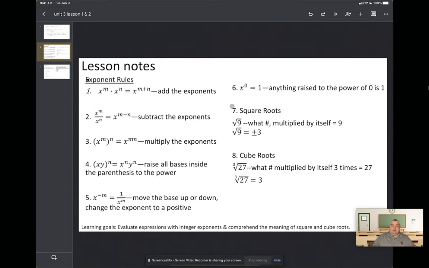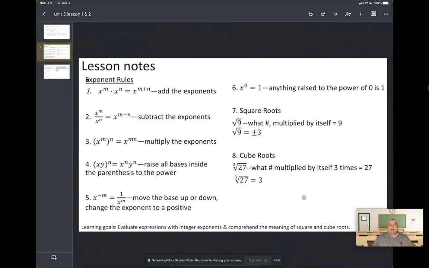First things first, I want to call your attention to number 7, which is the square roots rule. You should know how to take a square root of a number. For example, here, when we have the square root of 9, what we're really asking is what number multiplied by itself is equal to 9. And we know that when we take the square root of 9, it could be positive or negative, plus or minus 3. The one that you may have forgotten is cube roots.